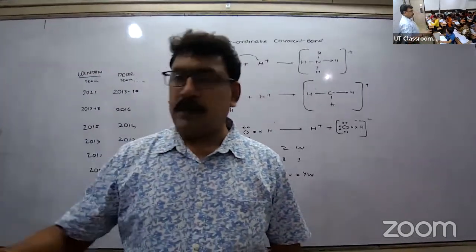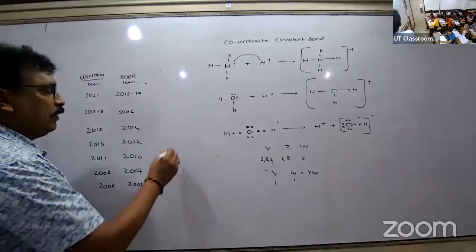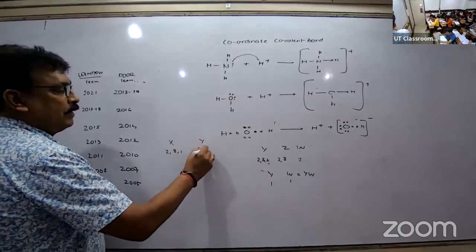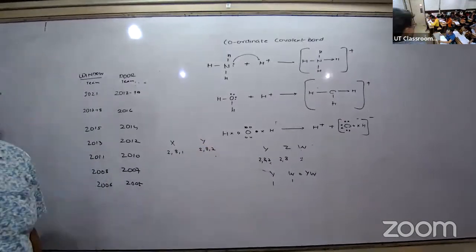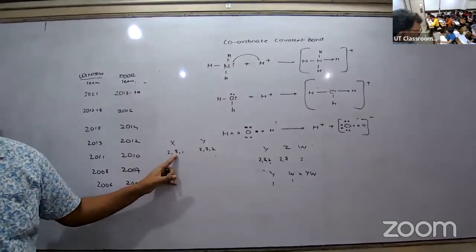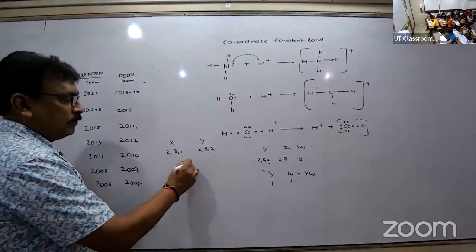But if suppose you have, for example, X 281, and suppose Y 287, in this case X will lose, Y will gain because it's not hydrogen. So XY will be an ionic compound.